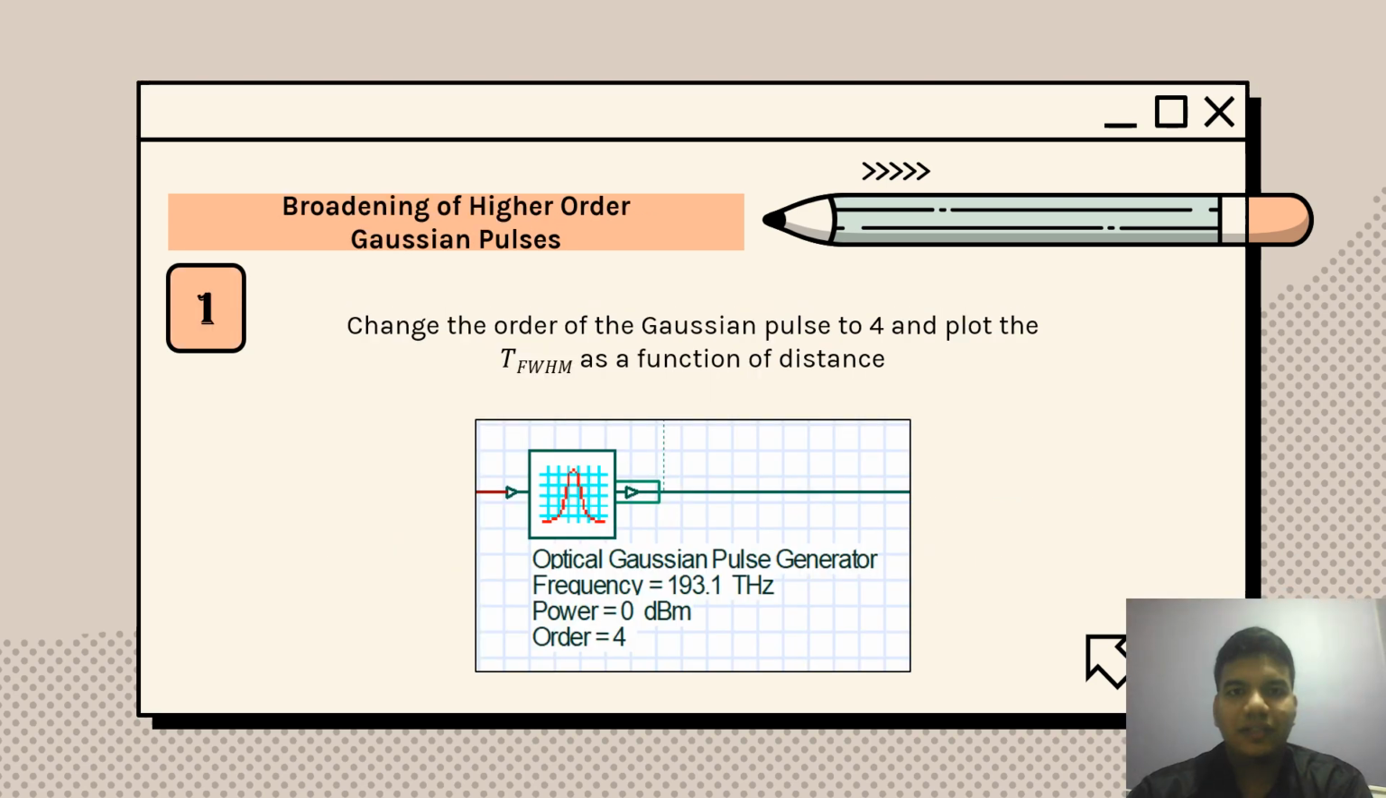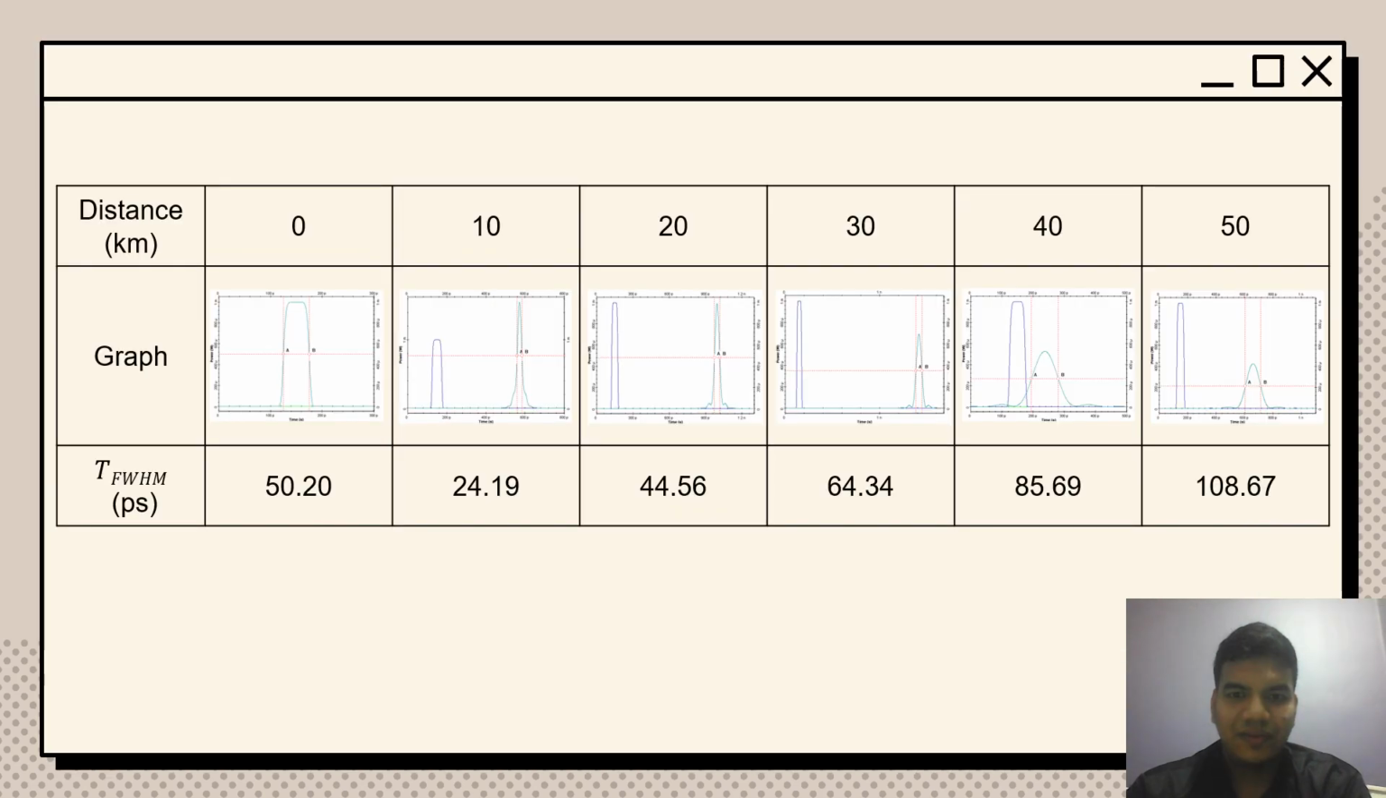Okay, for the next experiment, we change the pulse of the Gaussian to the fourth order and plot the TFWHM as a function of distance. For the graph that we get, we experiment for 6 distances. When the distance is 0 kilometer, we get 50.22 picosecond. For the 10 kilometer, we get 24.19 picosecond.